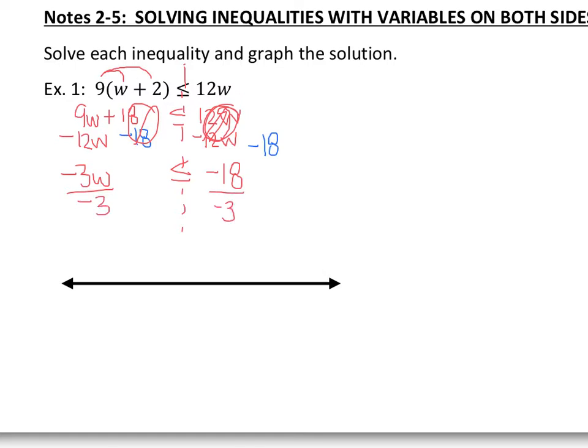And when we divide by that negative 3, remember you have to flip the inequality. So here this cancels, so we have 1w. When we flip that, it's going to be a greater than or equal to. Negative 18 divided by negative 3 is a positive 6. So here's our inequality. And now we want to go ahead and graph our number line.